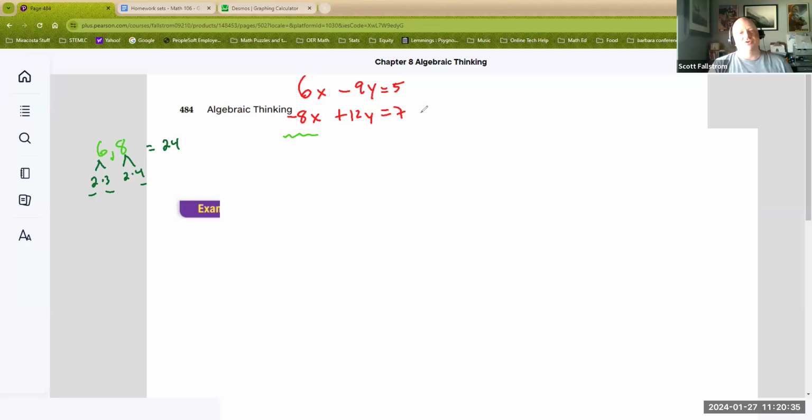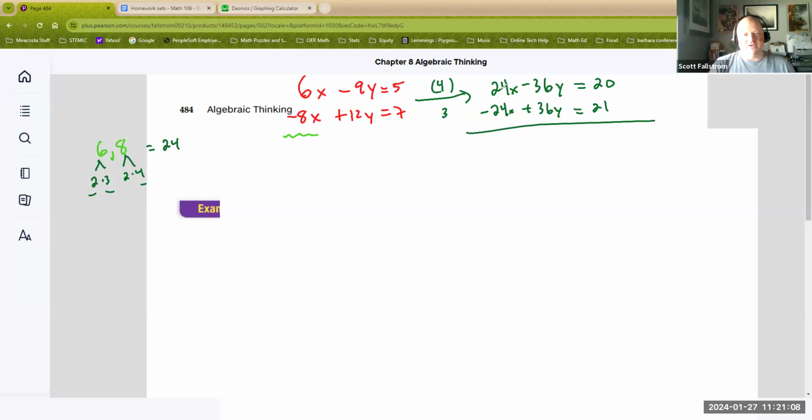Got it. So what do I need to make 24? Well, 6 times 4 gives me 24. 4 times 9, 36. And 4 times 5 is 20. Down here, to get 24, I would need a 3, because 3 times 8 gives me 24. 3 times 12 gives me 36. And 3 times 7 is 21.